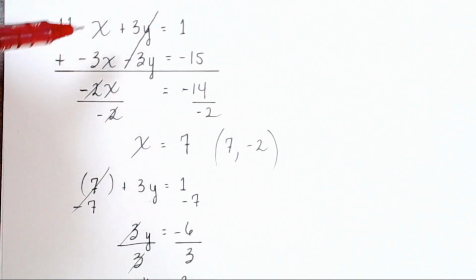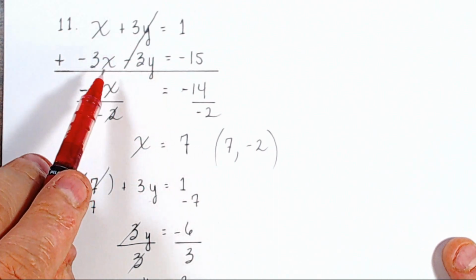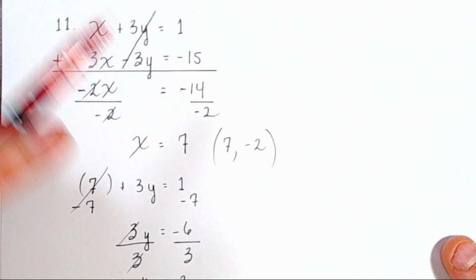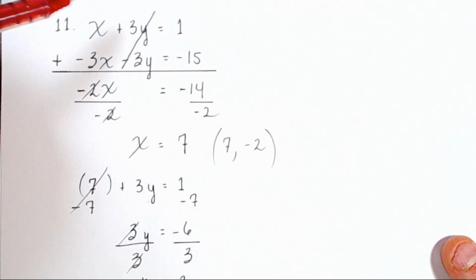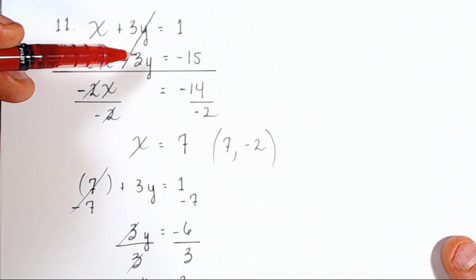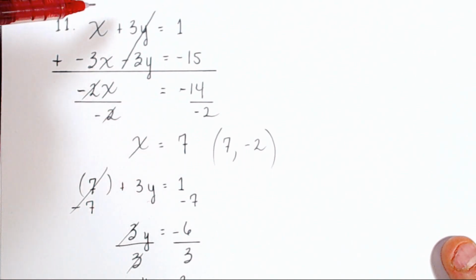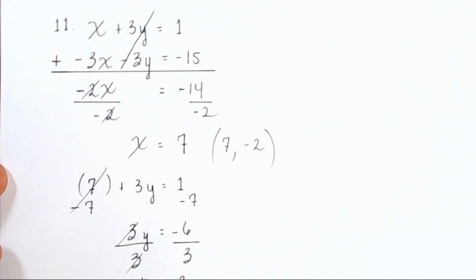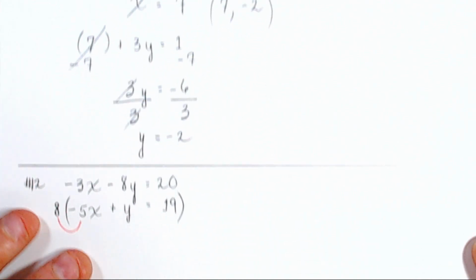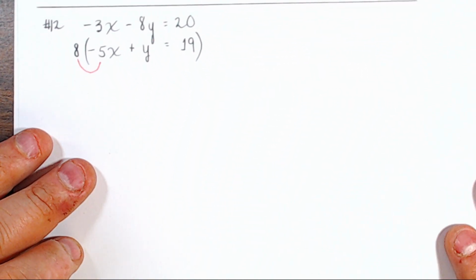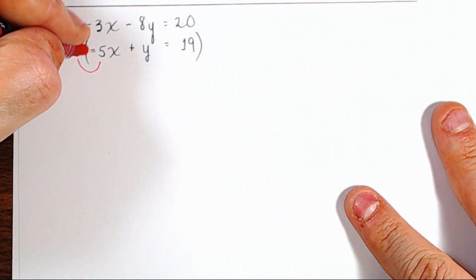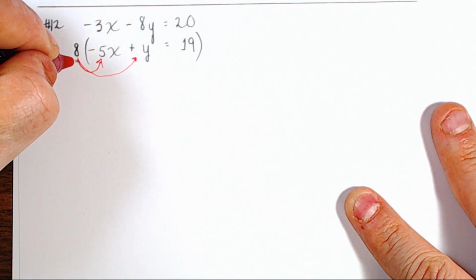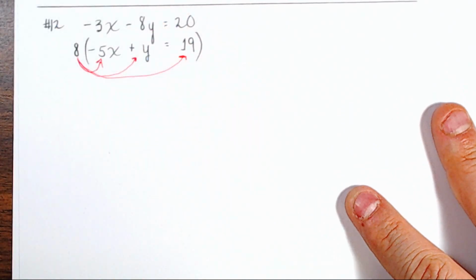Okay, I think I know what you're asking. We only eliminate one variable per problem. We don't eliminate both of them. So we chose to eliminate the y's, and we solved for x. We wouldn't want to eliminate both the y and the x, because then we wouldn't have anything to solve for. Oh, okay. Now I get it.